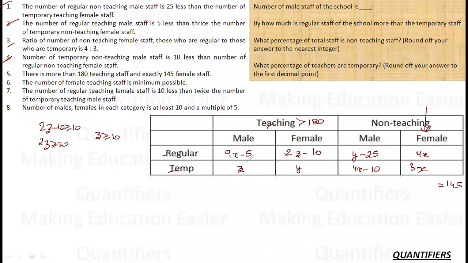If I talk about y minus 25, it has to be greater than or equal to 10. Y has to be greater than or equal to 35. So y is at least 35. X is not giving any issue anywhere. I can keep x 5 and everything will be solved. So x can take a value of 5.